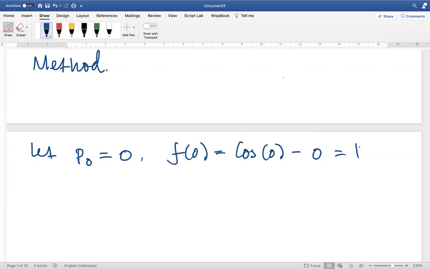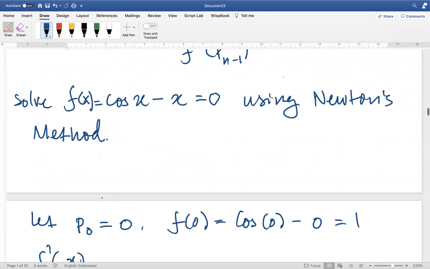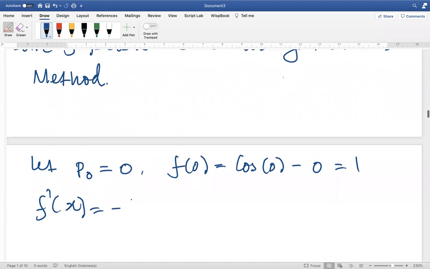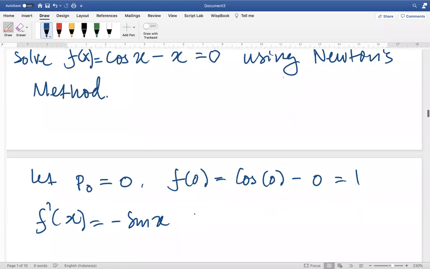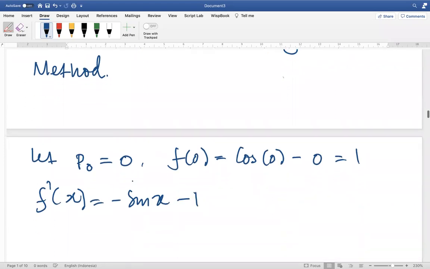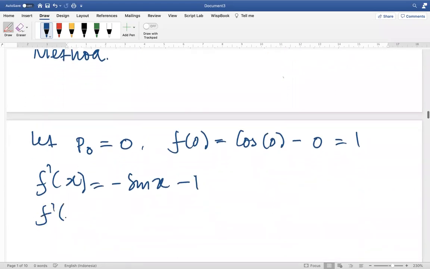And then find the f prime x. The first derivative is minus sin x minus 1. Okay. And then f prime 0 is minus sin 0 minus 1. It is minus 1, right?